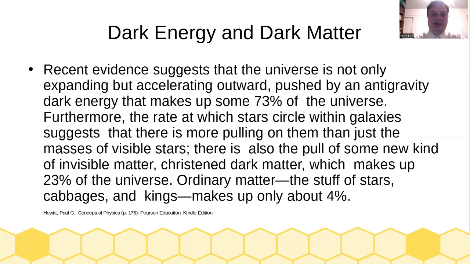Furthermore, the rate at which stars circle within galaxies suggests there is more pulling on them than just masses of visible stars. There is also the pull of some new kind of invisible matter, christened dark matter, which makes up 23% of the universe. Ordinary matter, the stuff of stars, cabbages, and kings, in the words of the book, makes up only about 4%. Everything we've been talking about in this course so far has been about ordinary matter, but that only makes up 4% of the universe. And the other 96%, we're still figuring out.